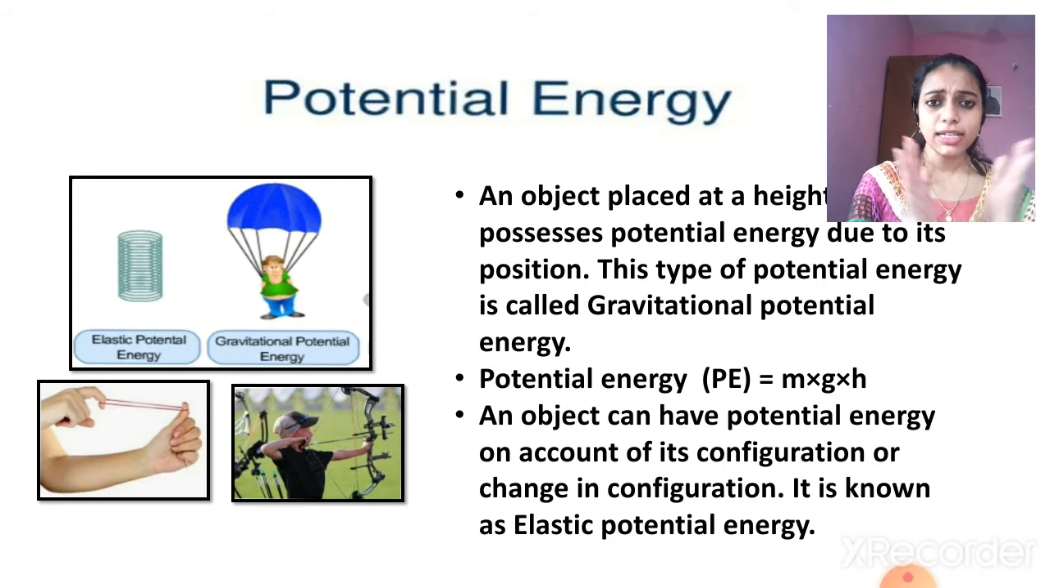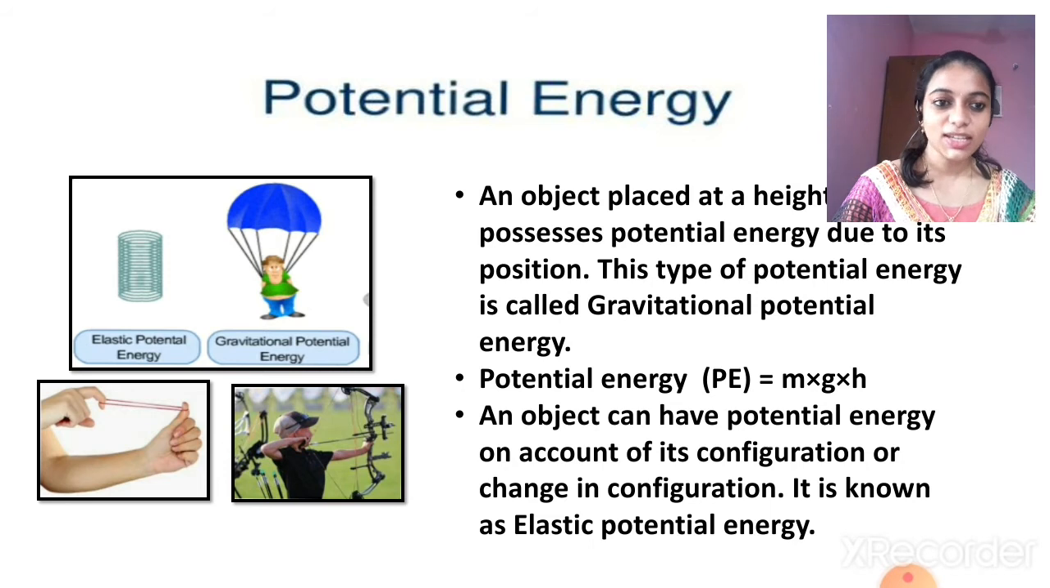When it is compressed or when it is stretched, in that particular position, the potential energy is known as elastic potential energy. So in the picture, you can see a spring as well as a stretched rubber band as well as a stretched bow, isn't it? In that particular case, it is stretched, that is, it has a change in its configuration. So we can say that in that position, the potential energy is known as elastic potential energy.